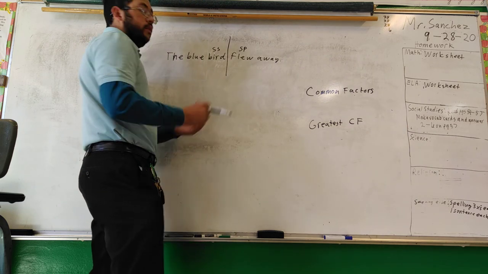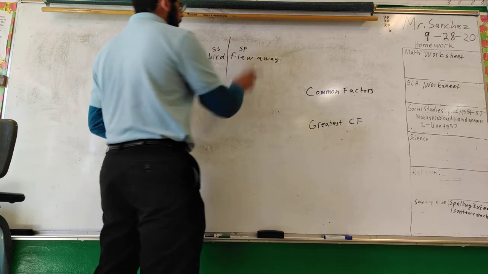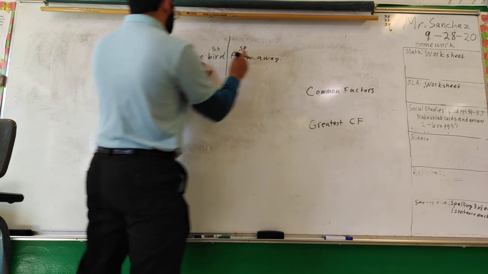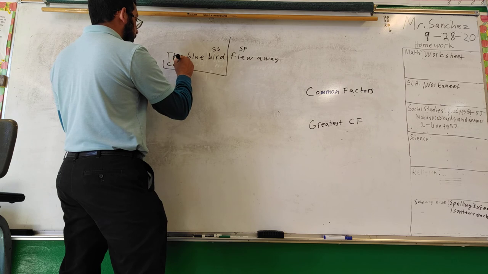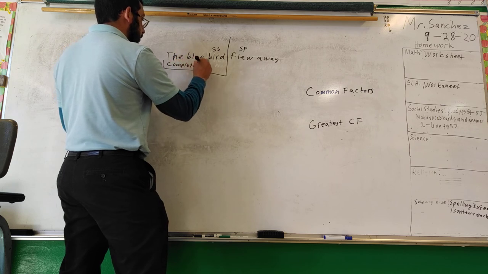And now we look. The complete subject will not have the predicate. So the predicate's over here, subject's over here. That means this all here is the complete subject.